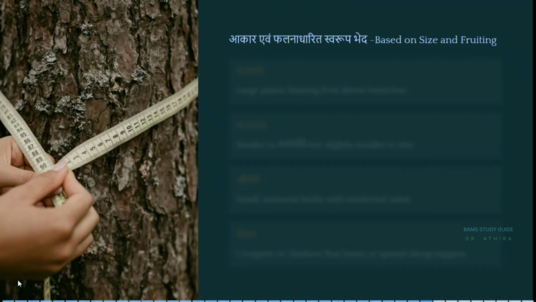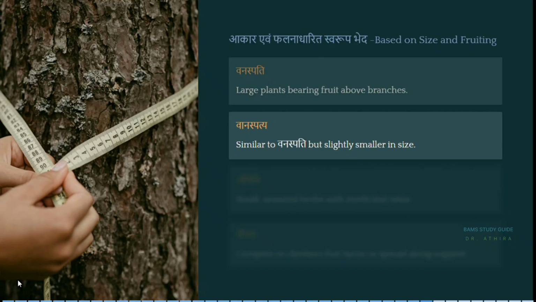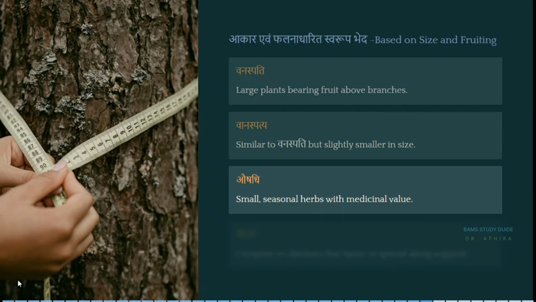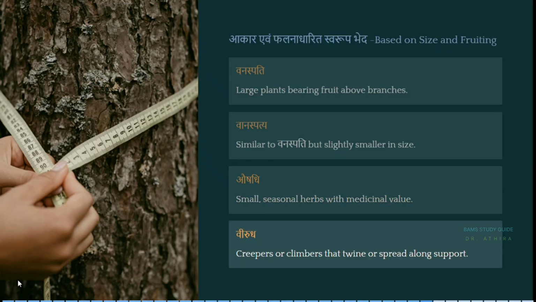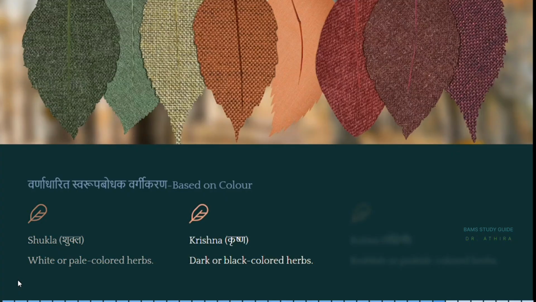Plants were also classified based on their size and fruiting pattern. Vanaspati refers to large plants that bear fruits above their branches. Vanaspatya are similar but comparatively smaller in size. Oshadhi includes small seasonal herbs with medicinal value, and Virutha refers to creepers or climbers that grow by spreading or twining along a support. Plants were also classified based on their color. Shukla refers to white or pale colored herbs, Krishna to dark or black colored ones, and Rohini to those with a reddish or pinkish appearance.